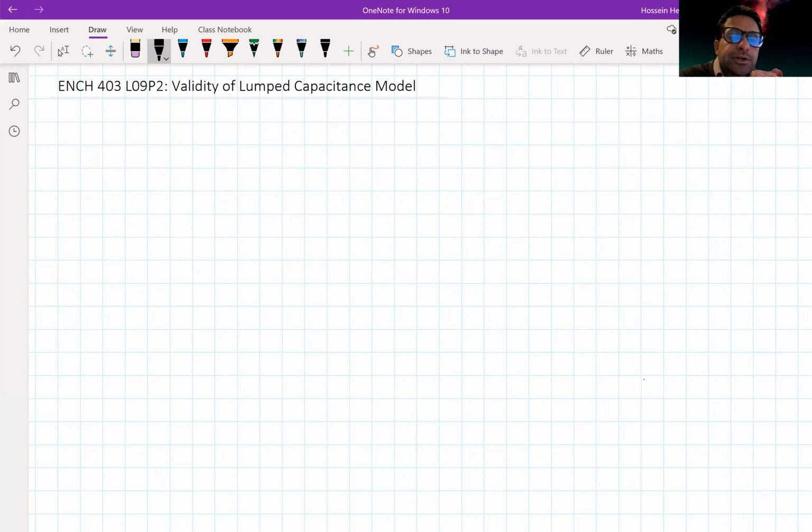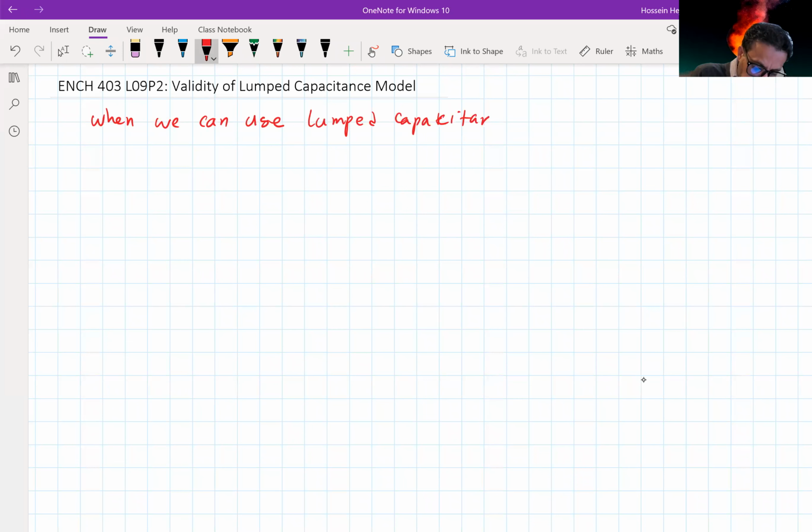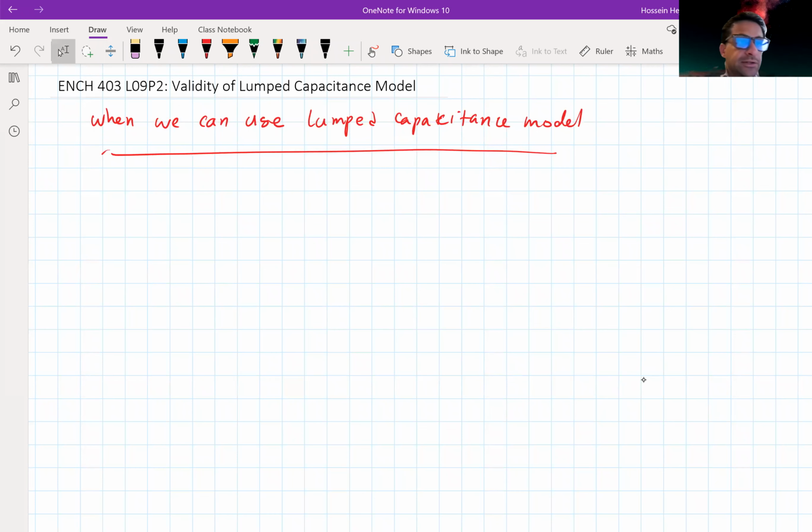Assuming negligible temperature gradient inside the solid, we could get the temperature profile as a function of time. Now let's see how we can make such assumption, or when we can use the lumped capacitance model.